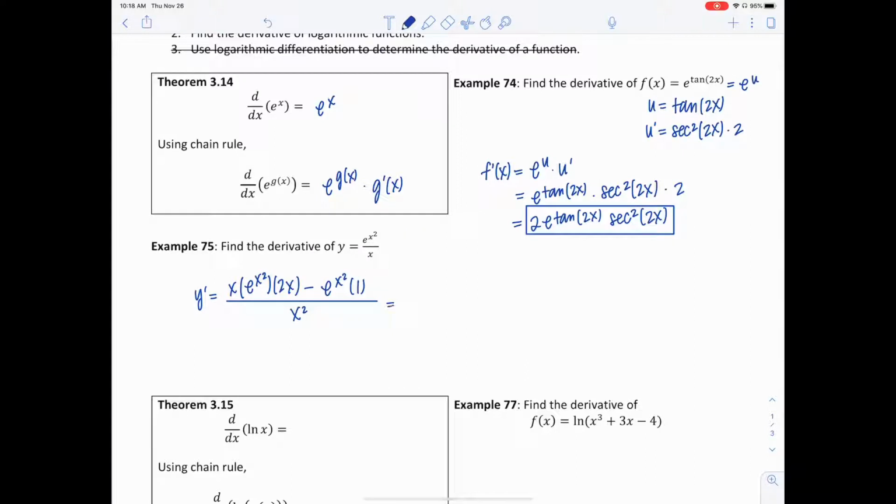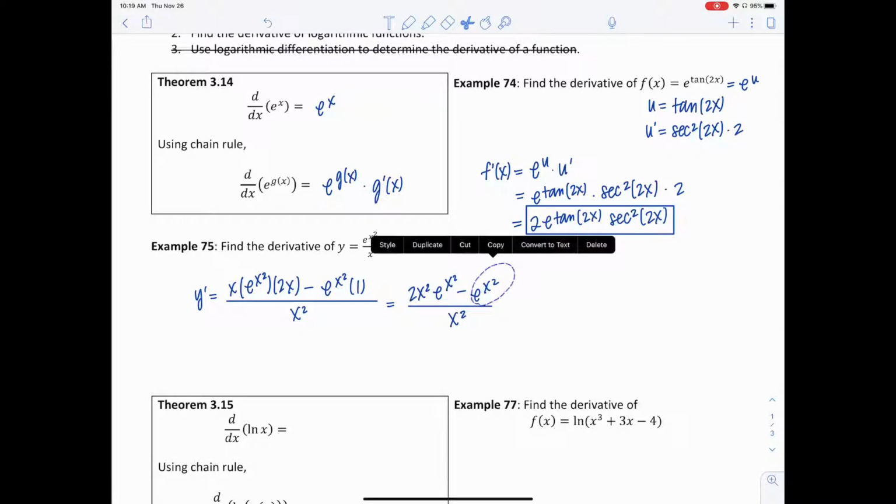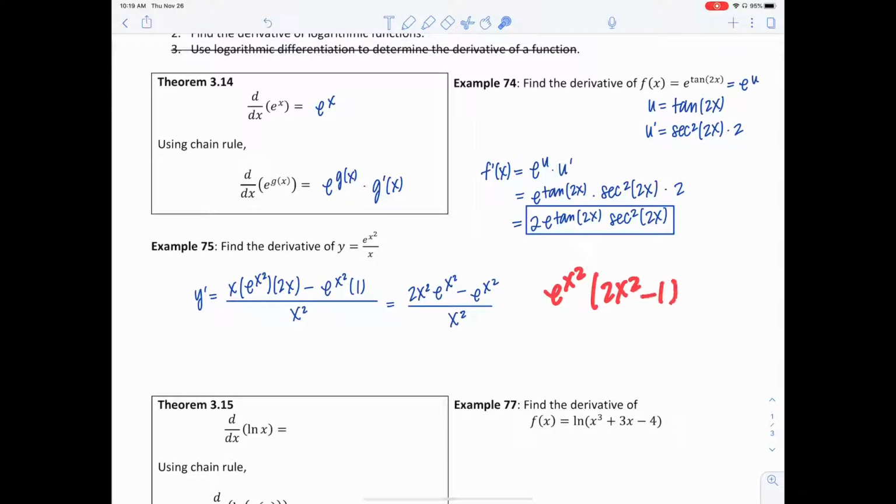Okay, let's do some simplifying. So 2x squared e to the x squared minus e to the x squared times 1 all over x squared. If you'd like to factor out an e to the x squared on top, you can. It would just be out in front. You wouldn't be able to cancel anything out though. I'm not able to cancel out like an x squared because it's only in 2 of the terms. It's not in this term. So I'm just going to leave my answer like this.